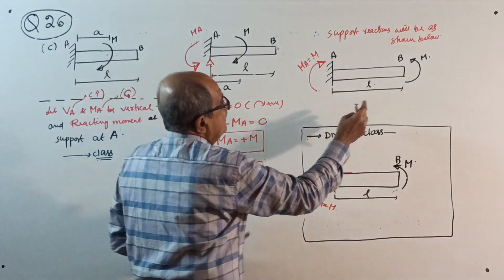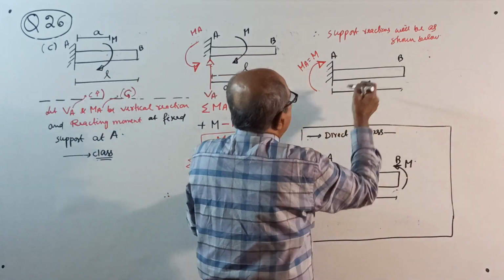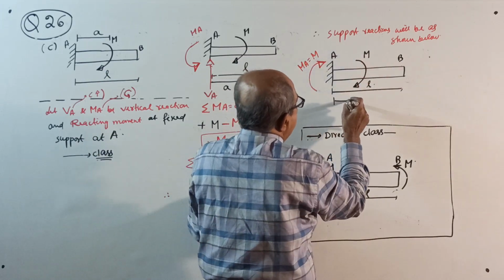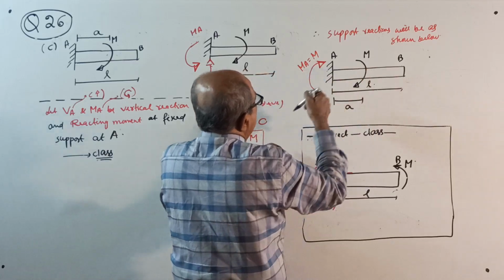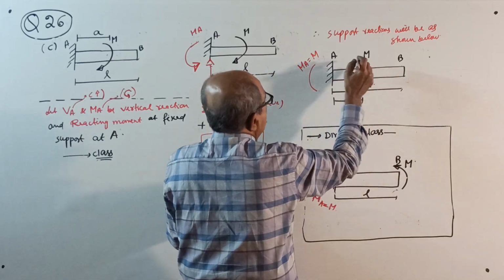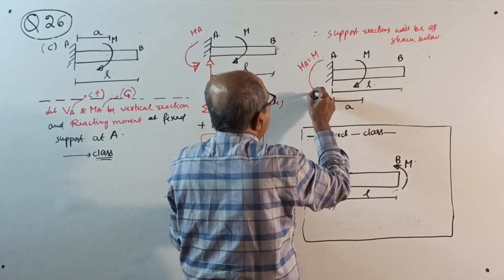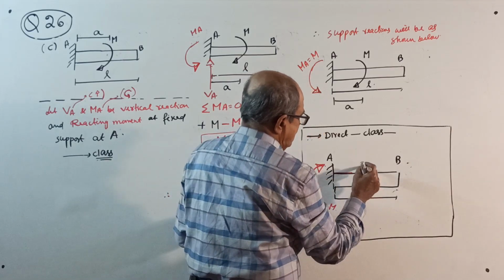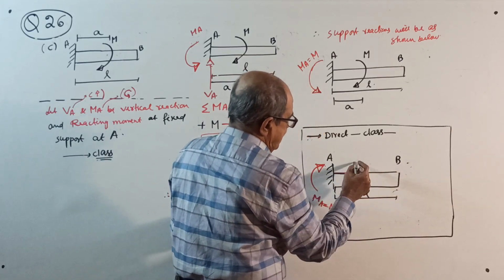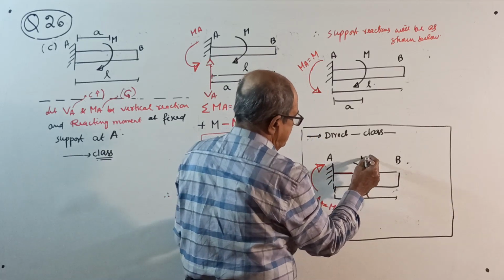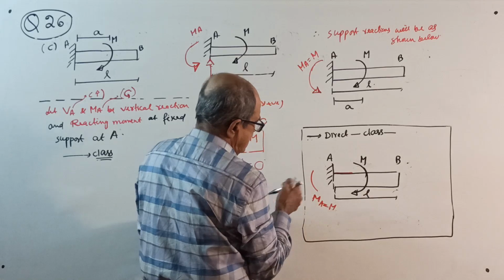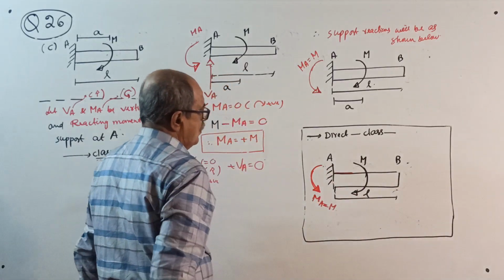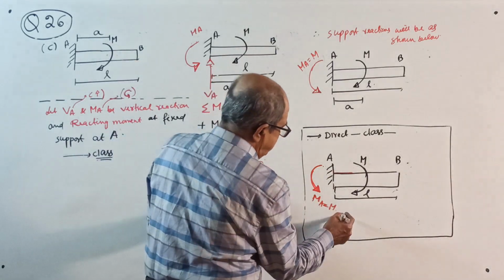So, the answer is, if you apply a clockwise couple M at a distance of A from the fixed end, then the reacting moment at the fixed support will be anti-clockwise, MA equal to M. Direct answer here: apply clockwise M, reacting moment will be anti-clockwise M, irrespective of distance A. Okay, write A if you want.